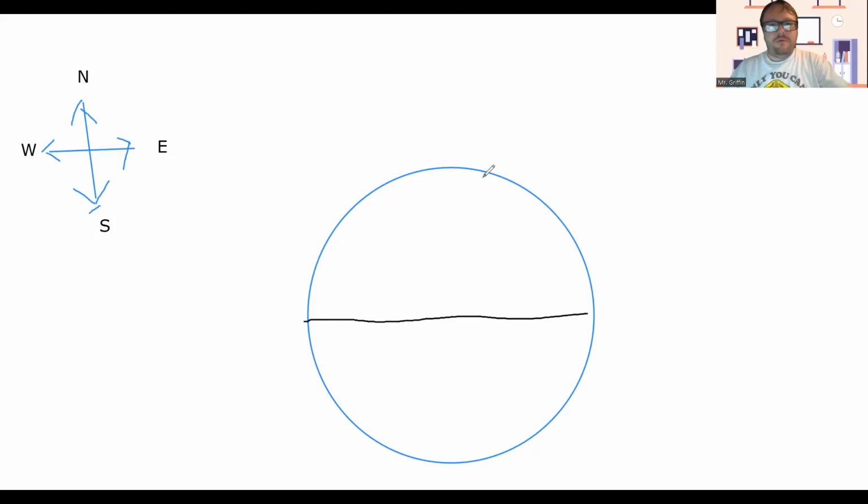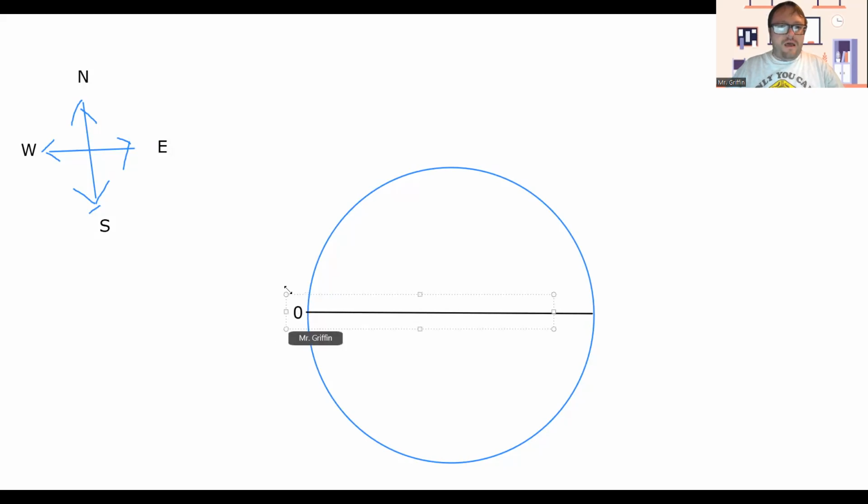There's my world cut. Actually, I'm going to do something different, use a different tool. There we go. All right, so I just cut the world in half. I'm going to put a 0 right here. So that line. Now the Earth is divided into two hemispheres, the northern hemisphere and the southern hemisphere.